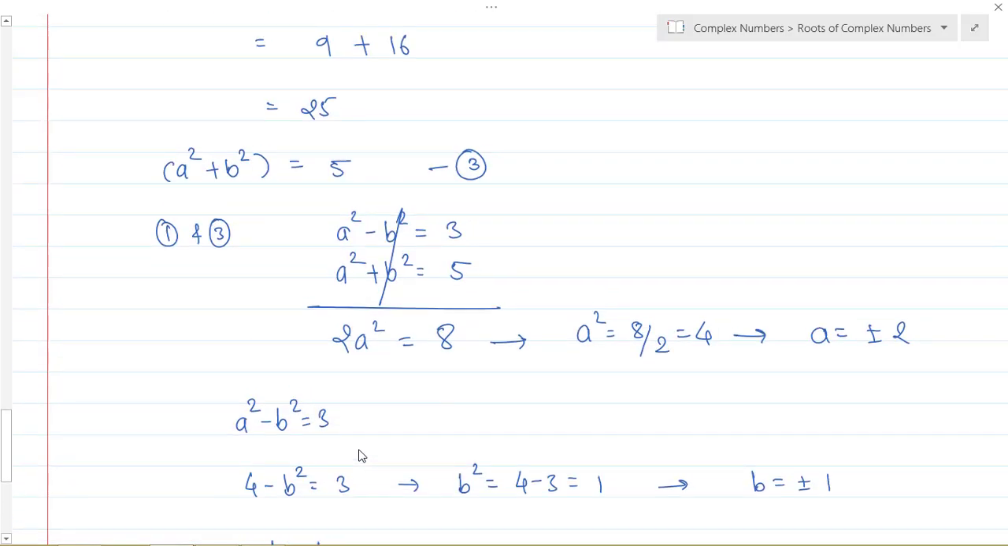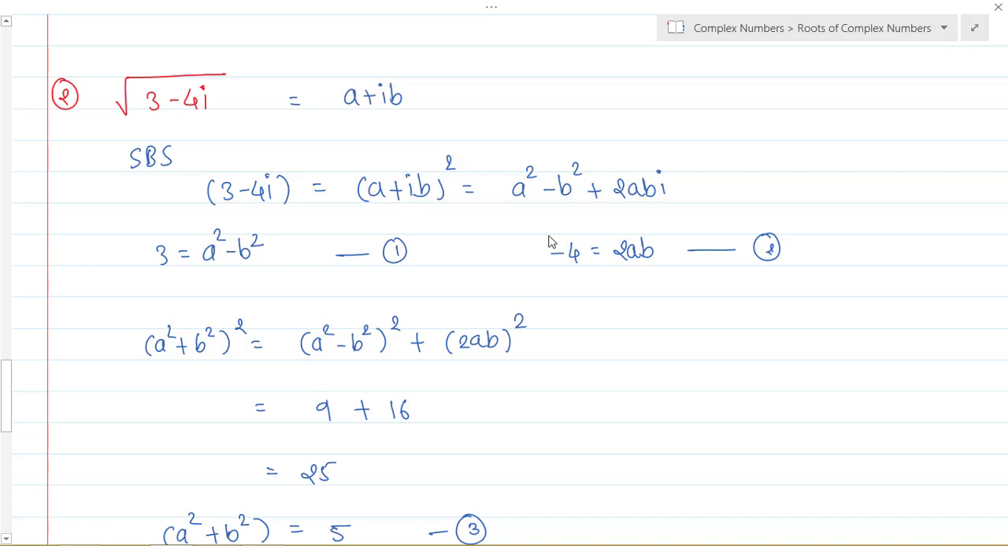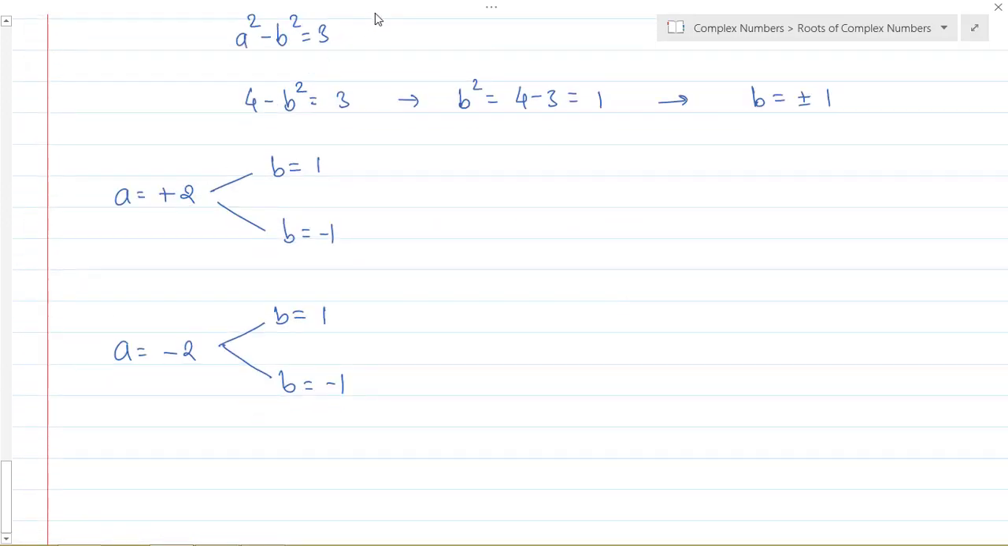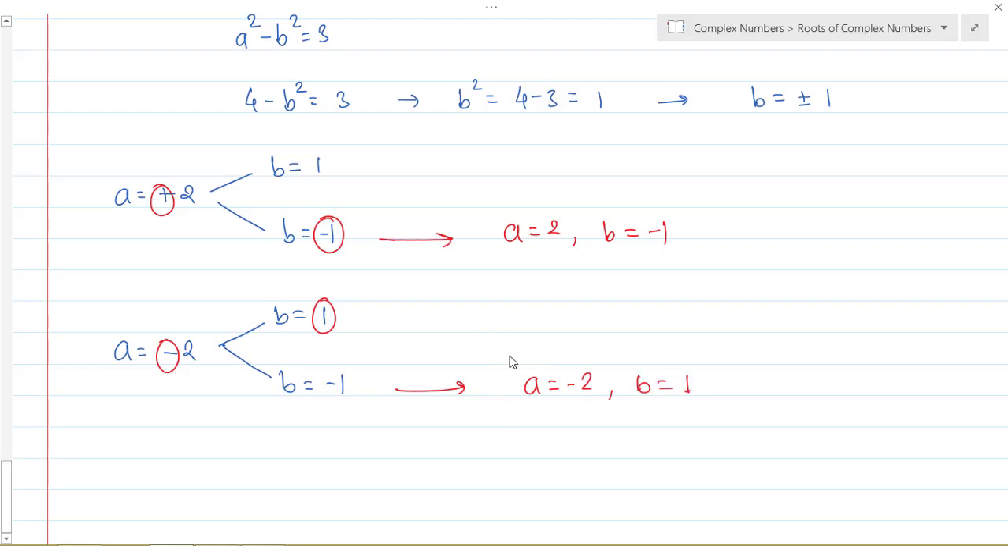But what I want is that the product of the values of a and b should be negative. When will the product of two numbers be negative? If the signs of both numbers are opposite. So if a is positive, then b should be negative, and if a is negative, then b should be positive. This is my feasible pair. So a is equal to 2 and b is equal to minus 1, and if a is equal to minus 2, then b should be positive 1. So this is my answer.